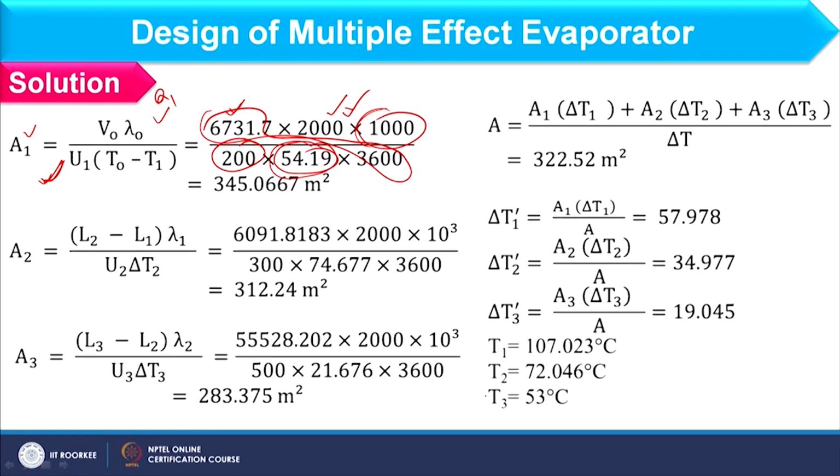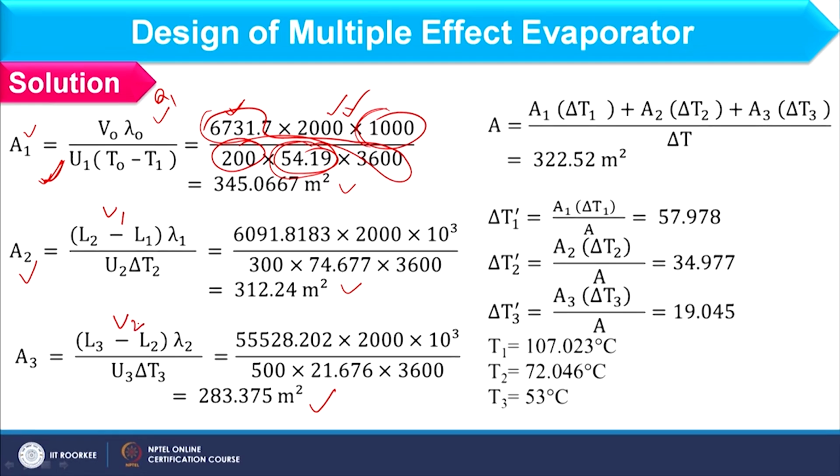54.19 is the temperature difference, and so you can find out area of first effect as 345.07 meter square, right. In similar line you can find out A2 as 312.24 meter square, and so A3 which is coming out as 283.375. Okay. So, here basically you should consider V1 and here you should consider V2.